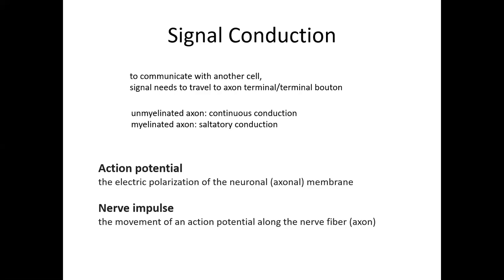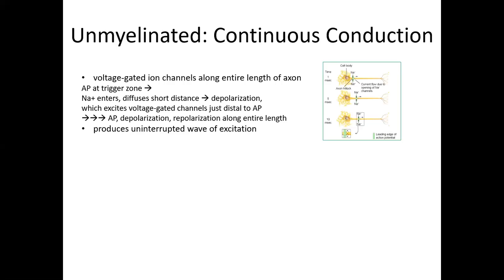So in the axon, I tend to use the words interchangeably, but obviously in muscle, I can never use the word nerve impulse. And what I want you to realize is this is going to be different in an unmyelinated axon versus a myelinated axon. So let's start first in the unmyelinated axon, where the process is called continuous conduction.